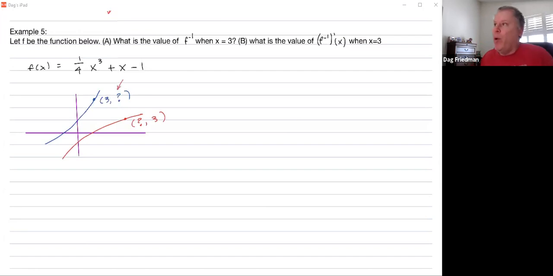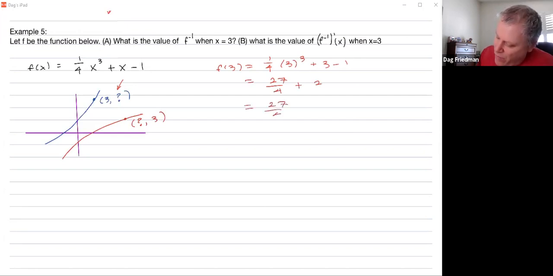So for this, I'm going to take f. We know that x equals 3, so I'm just going to evaluate f of 3. And I get 1/4 times 3 cubed, plus 3 minus 1, which is 27/4 plus 2. So that equals, let's see, 27/4 plus 8/4. It's too bad it's not nice. What is that? Looks like it is 35/4.